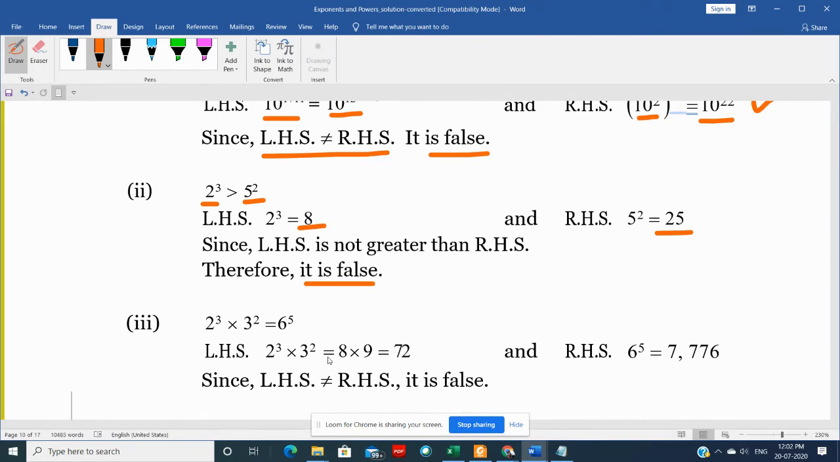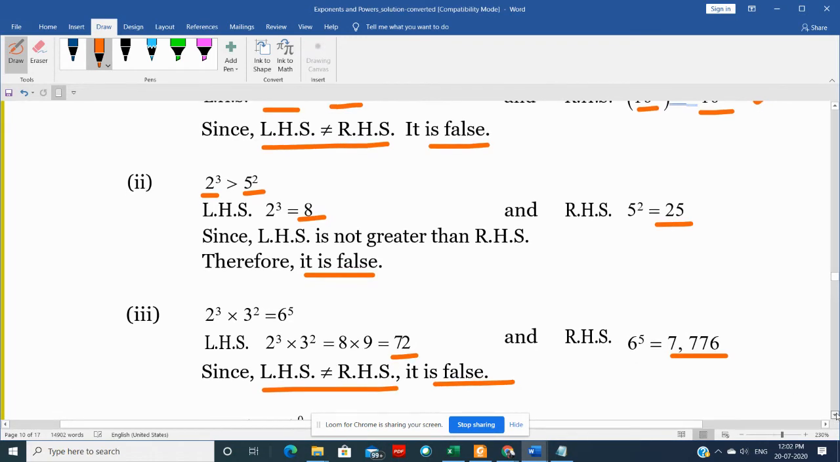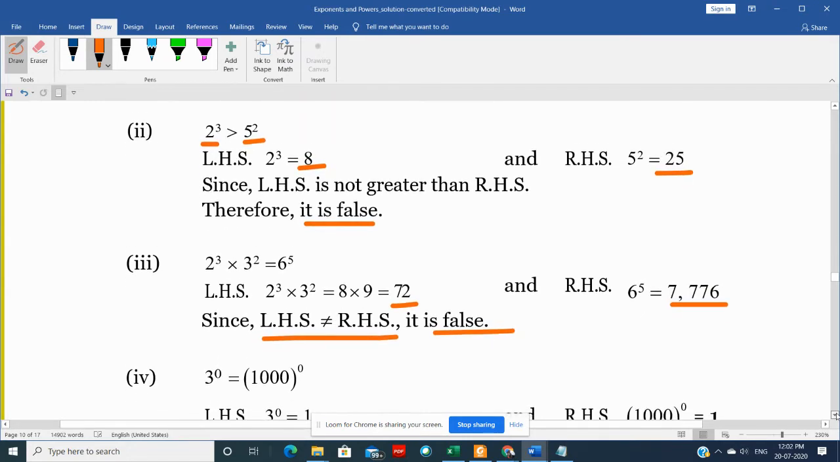So 2 cube is actually 8 and 3 square is actually 9. So your LHS becomes 72. If you solve RHS, it gives you 7776. If you multiply 6 5 times, then you will get this. So here they have said they are equal, but no, we can see that LHS and RHS are not equal. So this statement is also false. Now, coming to the next question.